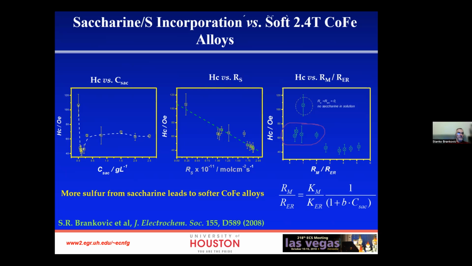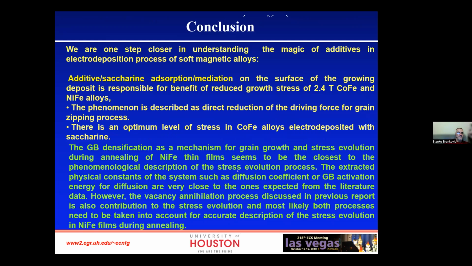And overall, what it really tells you is that understanding the additive effect is understanding all the phenomena involved in the action of the additives with the metal surface during electrodeposition. There's no doubt they do incorporate in the deposit. There's no doubt that this incorporation benefits certain properties. And there's no doubt that modification of the surface thermodynamics, which is the surface energy of the film and grain boundary energy of the film, decreases the driving force for the grain zipping process.